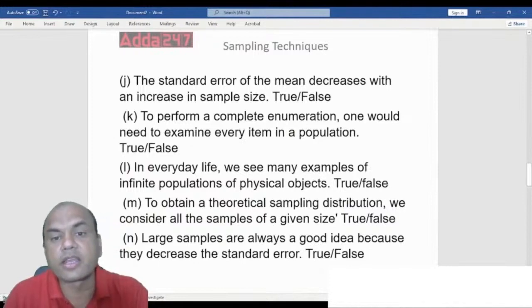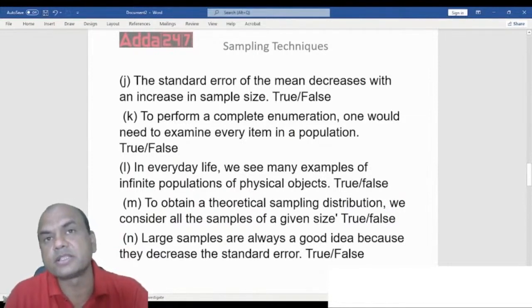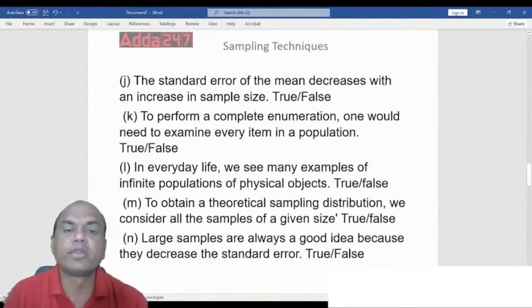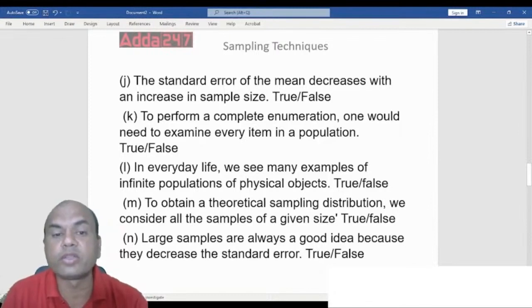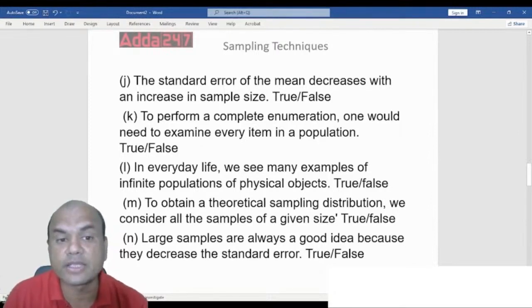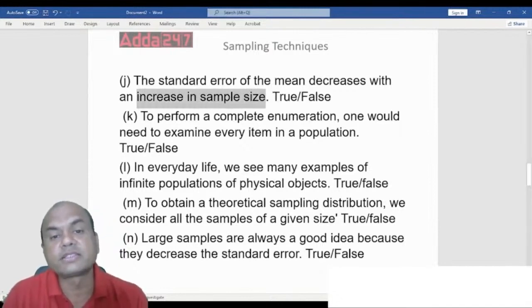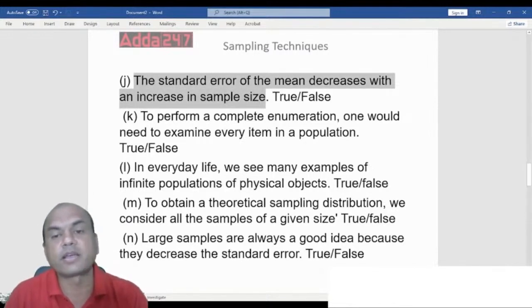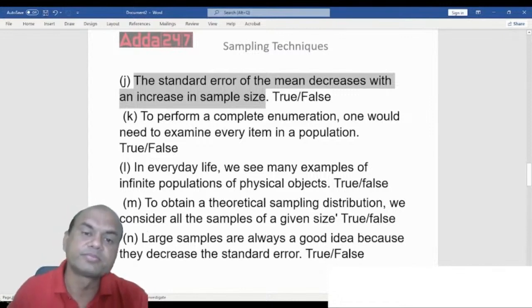The standard error of the mean decreases with an increase in the sample size. So as I go on increasing the sample size, will the standard error decrease or will it increase? What do you say? True or false? Type fast in the comment section, everyone.